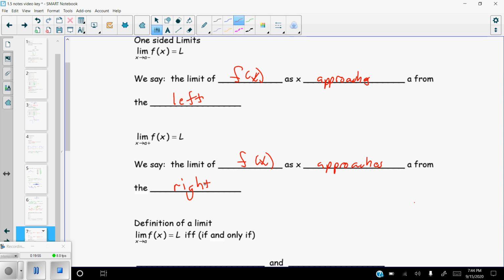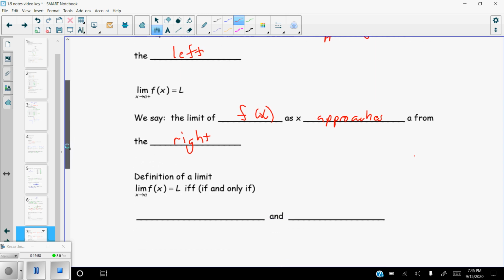So the actual definition of a limit. The limit as x approaches a, notice no sides there, of a function equals L if and only if, that IFF is shorthand notation for the words if and only if. That means that there's only one way that this will happen. You have to have these next two things. The limit as x approaches a from the left-hand side of f of x equals L, and the limit as x approaches a from the right-hand side of f of x equals L.